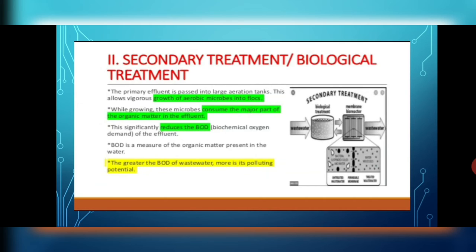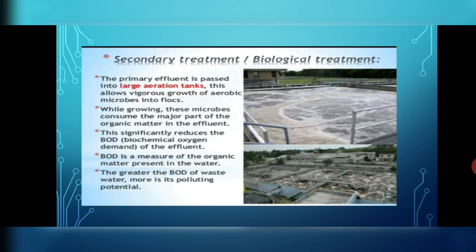The biological oxygen demand is the amount of oxygen required per liter of solution to be digested. All the organic matter that is present in 1 liter of solution requires a certain amount of oxygen. That oxygen is its biological oxygen demand. Greater the BOD, greater is the polluting potential. So when the BOD reduces, we come to know that it has now been purified.